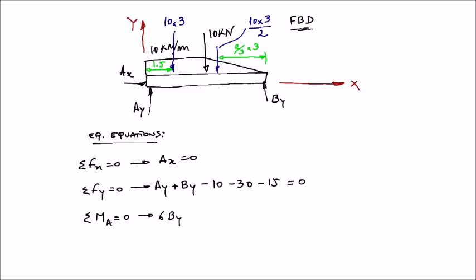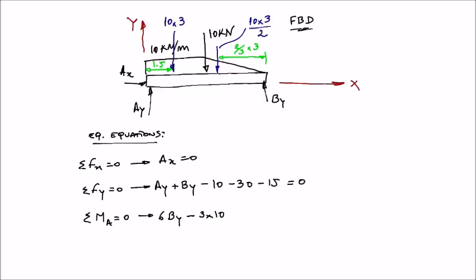I'm going now to do the moment produced by this concentrated force of 10 kilonewtons about point A, so I need to multiply this force by this distance, which is 3 meters. And that moment will be clockwise, so is minus, is negative, 3 times 10.